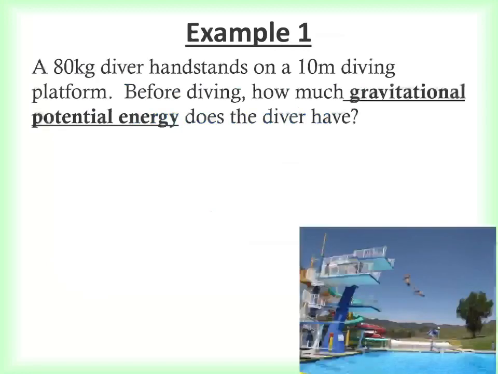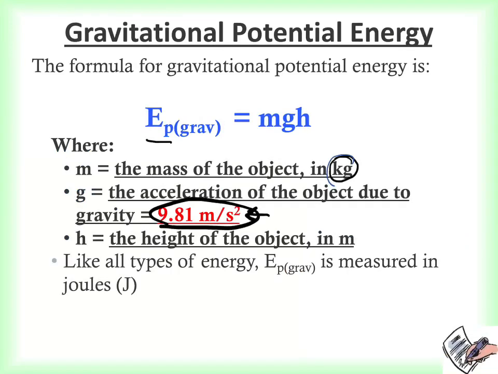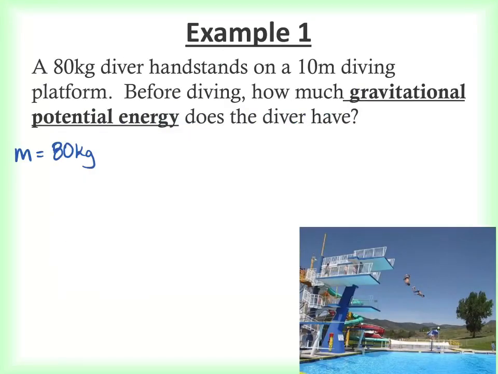Let's go over a few examples here of how to calculate. So we have an 80 kilogram diver. Now please remember, as soon as you get information, what do I want you to do? I want you to write it down. We were just given mass, right? 80 kilograms. Check your units. Do we want mass in kilograms? Yes, we do. Look at that.